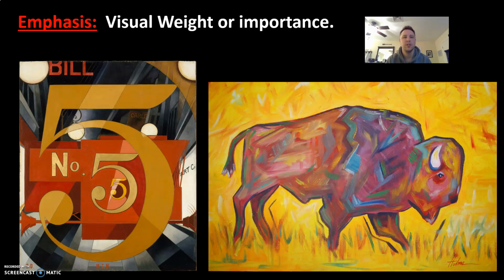So your first word for today is emphasis. Your question is, what is emphasis? So the answer is that it's visual weight or importance. It's a nice short definition. It should be easy to remember and write down. So visual weight is basically the artistic way of saying importance.